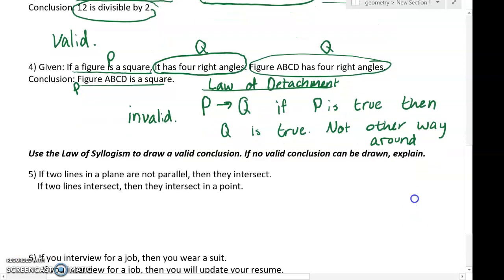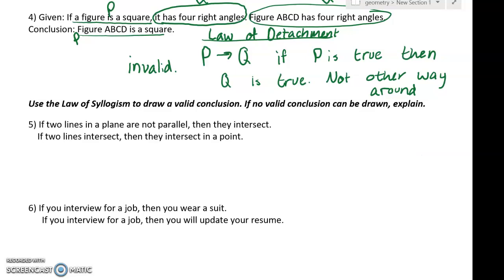Now we're going to move to number 5, our law of syllogism practice. So again, we're going to draw a valid conclusion here. If no valid conclusion can be drawn, then we have to explain why. So let's just look at our first one and find our P's and Q's like we've been doing. So if 2 lines in a plane are not parallel, then they intersect. We know P goes with if, so 2 lines in a plane are not parallel. It's P. Then they intersect. They intersect will be our Q.